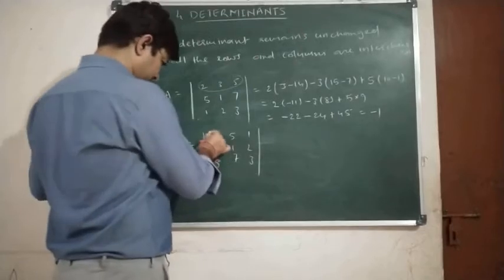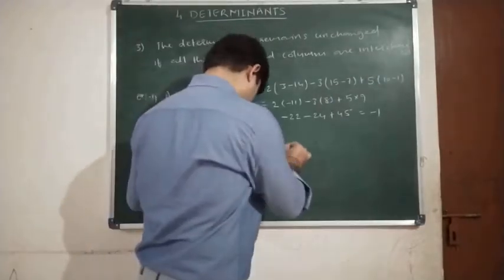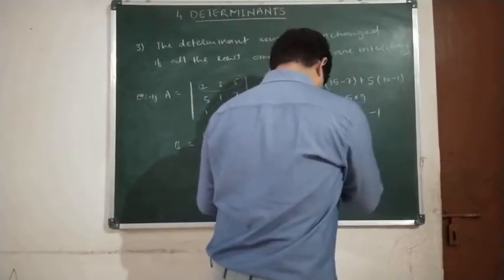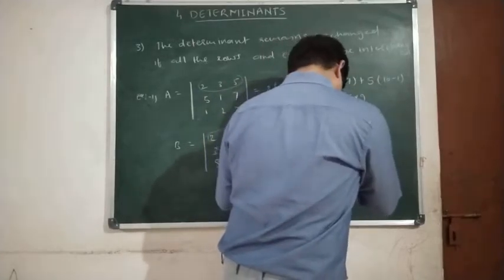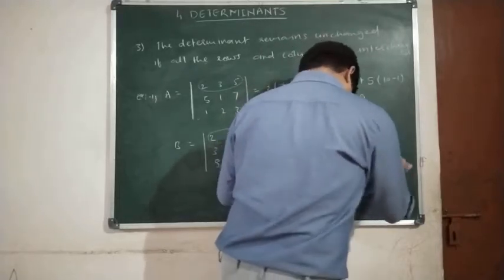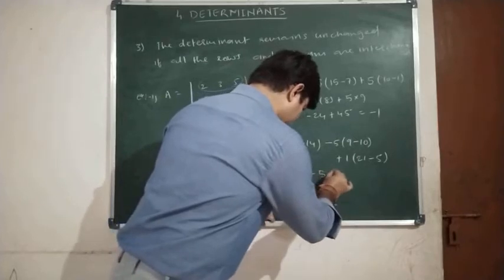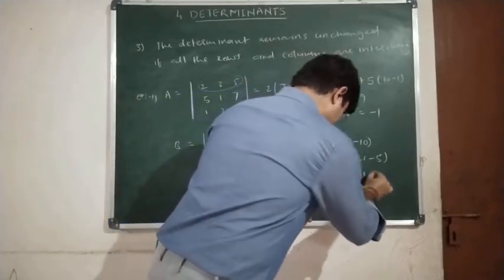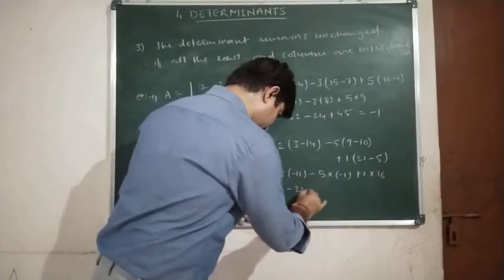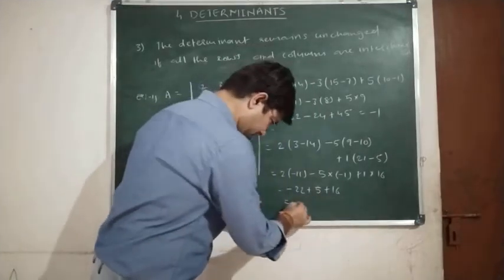Now if you expand determinant B along the first row, then 2 into 3 1s are 3 minus 7 2s are 14 plus minus 5 into 3 3s are 9 minus 5 2s are 10 plus 1 into 7 3s are 21 minus 5 16 is equals to minus 22 plus 5 plus 16. So 16 plus 5, 21 minus 22 minus 1.